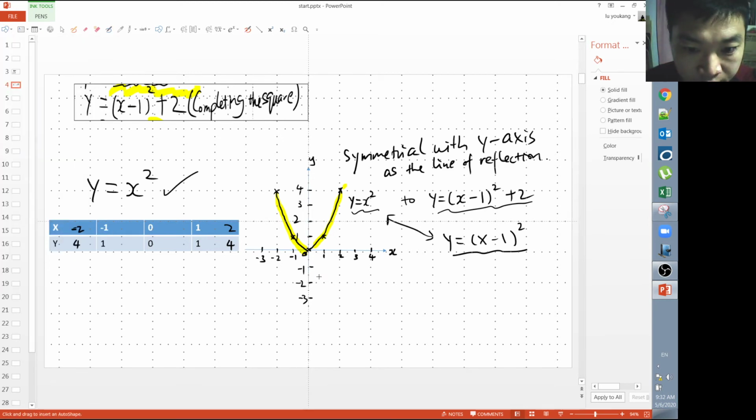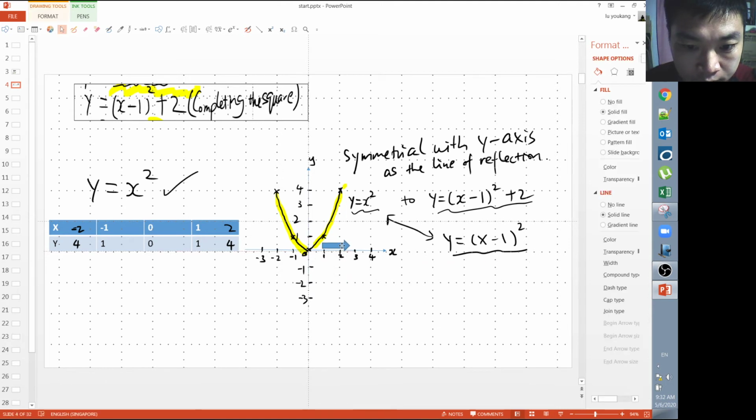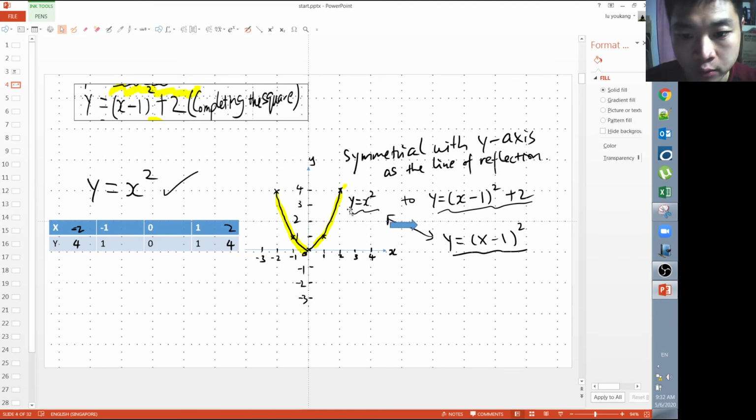This curve actually moves to the right hand side by 1 unit. Let me just get the arrow here so that I have more space later. So your original curve y is equal to x to the power of 2, and if you have a -1 inside the bracket, yes, it must be inside the bracket, this entire curve is actually moved to the right by 1 unit.